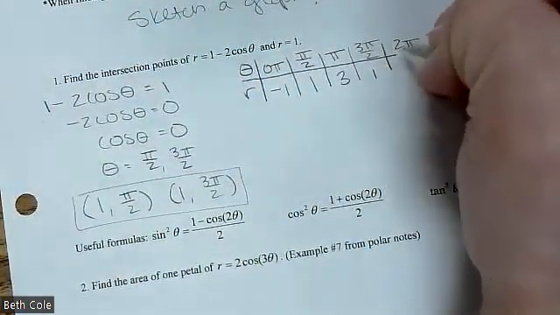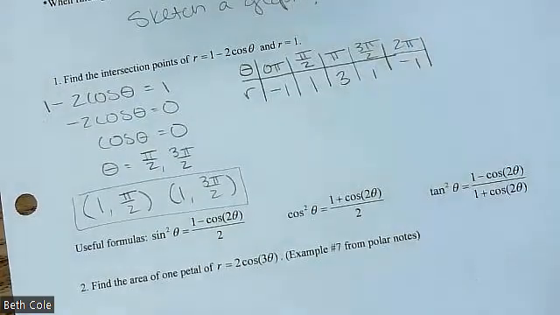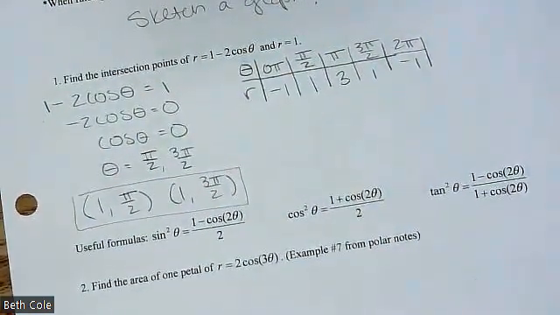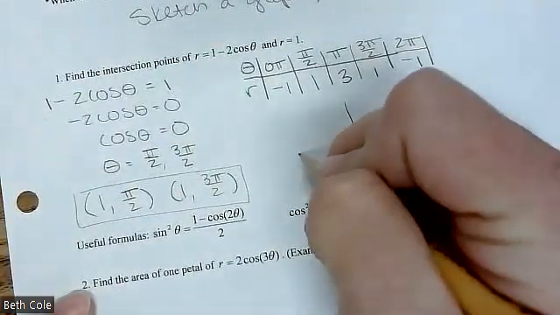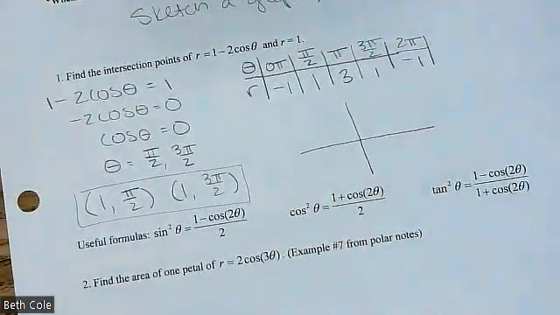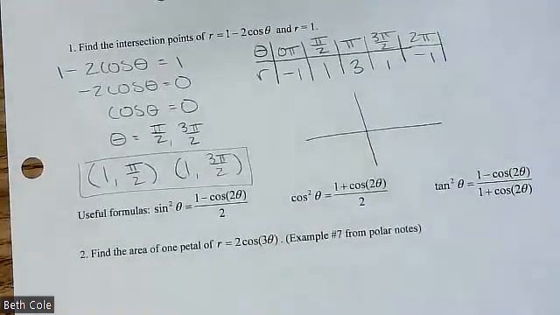2 pi is going to put you back where you started. If you want to put that on your table, you can. If not, it's going to just put you back where you started. So let's just draw a little picture. This will also be good practice plotting points.